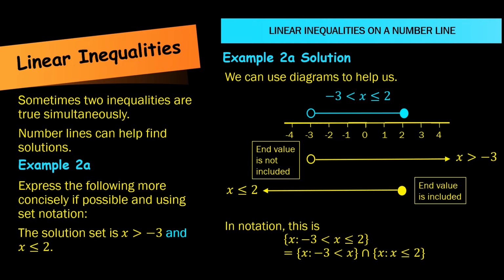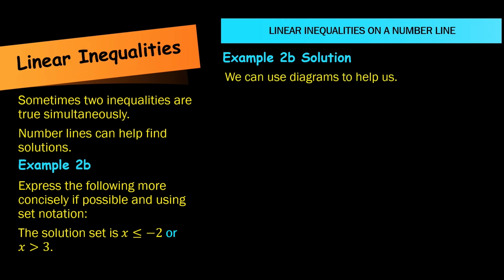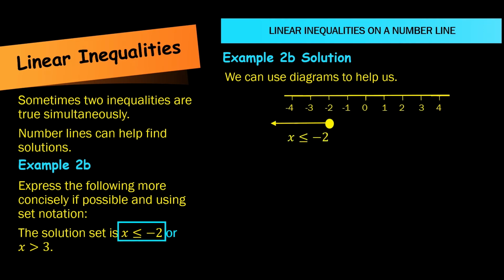Now for example 2b, we're required to express the following more concisely if possible and using set notation. The solution set is x less than or equal to -2 or x greater than 3. So let's solve this. Again, we'll use diagrams to help us. We begin with the number line. X less than or equal to -2 is as shown. X greater than 3 is as shown.